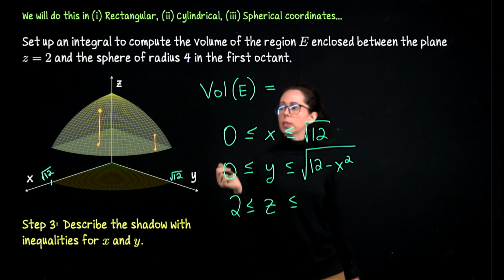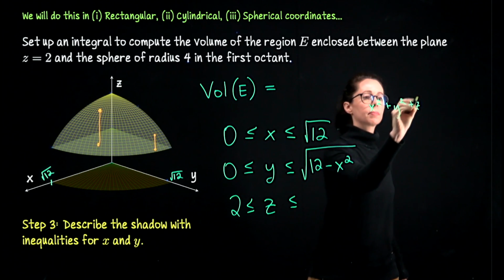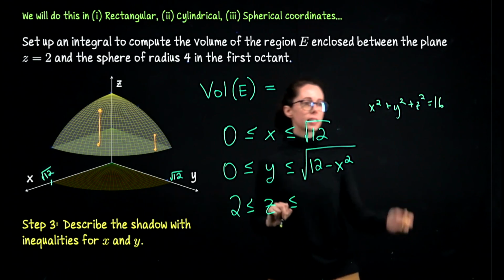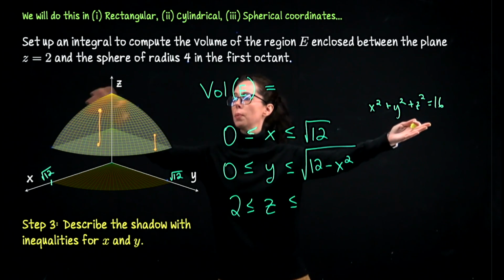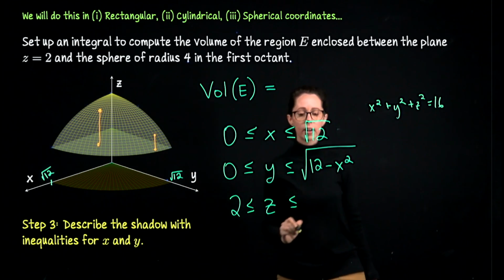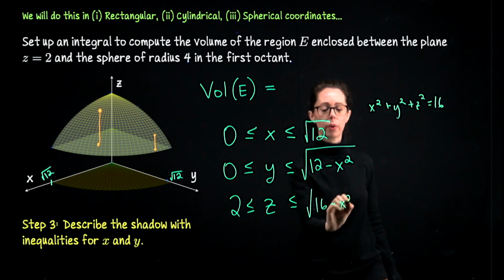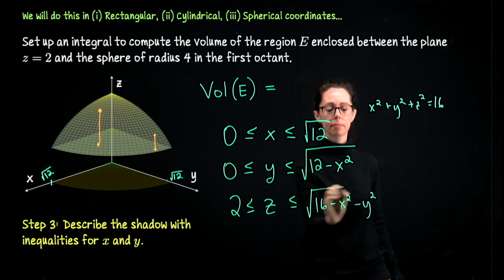So if x squared plus y squared plus z squared equals 16, that's the equation of the sphere. That's what's defining the shape up here. Solving for z and recognizing that z is strictly positive here, we can say that z is the square root of 16 minus x squared minus y squared.